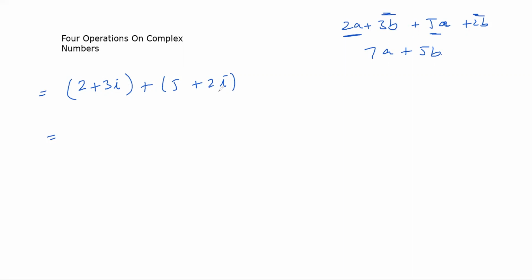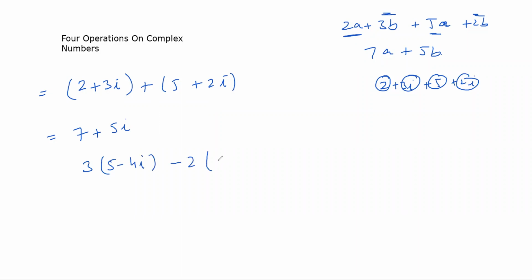Like, for a moment, just forget that these are complex numbers, and let's say these are two algebraic expressions, which is 2 plus 3i and then plus 5 plus 2i. We know that this 2 will be added with the 5 and 3i will be added with the 2i. Okay, so that is going to be 7 plus 5 iota.